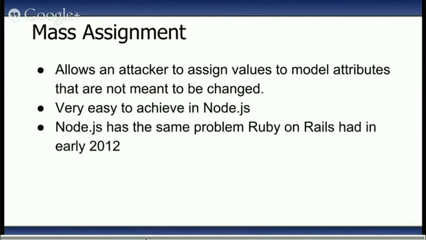So this is basically the same problem Ruby on Rails had in 2012. So Node's kind of catching up slowly, but still lagging behind a little bit. I think GitHub was involved in an incident where they had this exact vulnerability and it allowed an attacker to get some information. I can't remember the details, but it was a pretty big issue at the time.